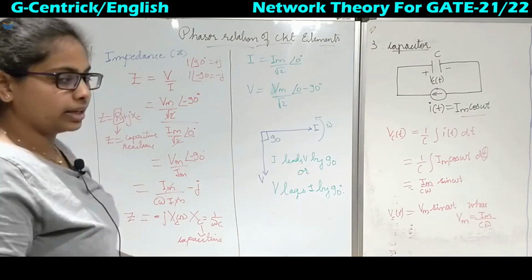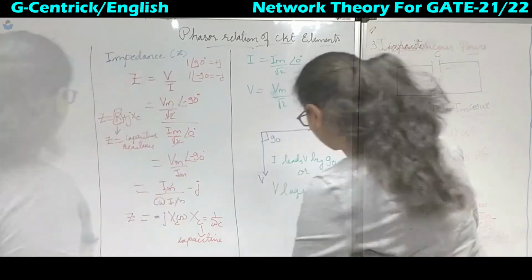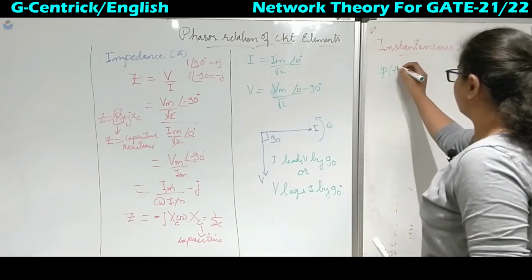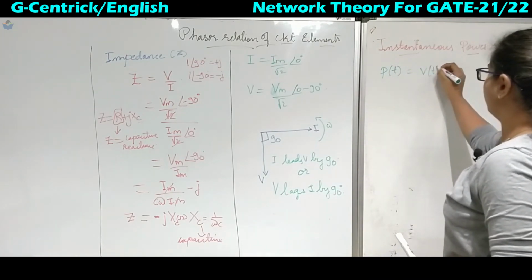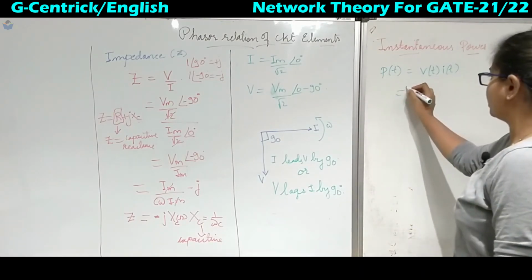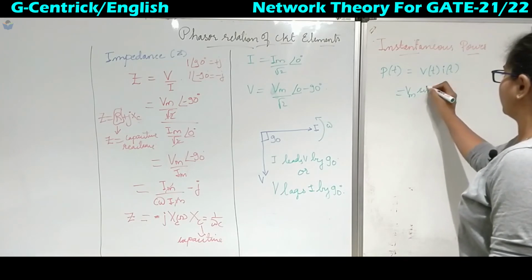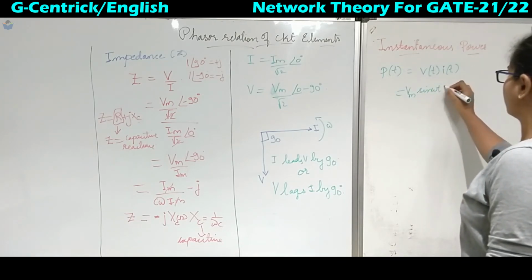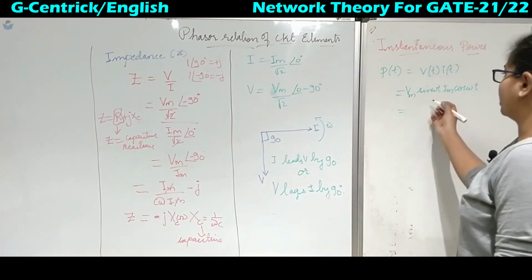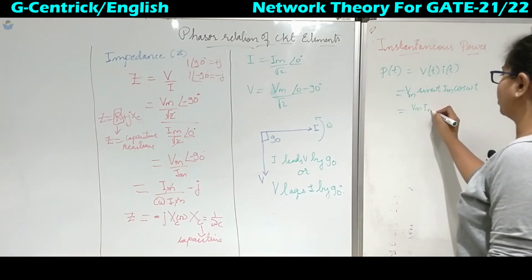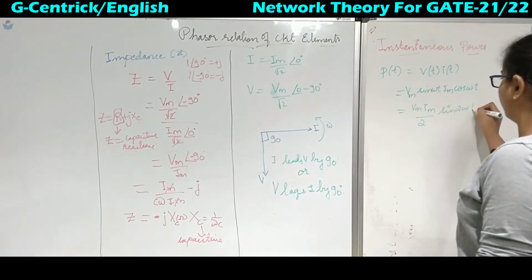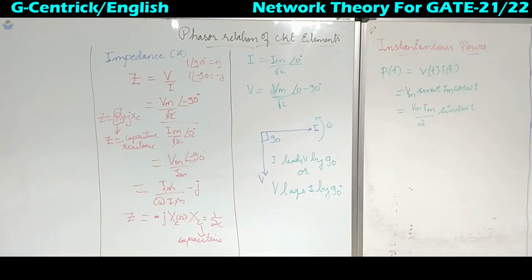Now if you see the instantaneous power, it is nothing but P of t equals V of t into I of t. What is V of t? We have written it as Vm sin omega t, and this is Im cos omega t. Again if we divide and multiply by 2, we will get sin 2 omega t. So this is the instantaneous power.